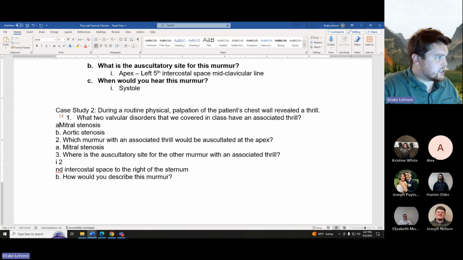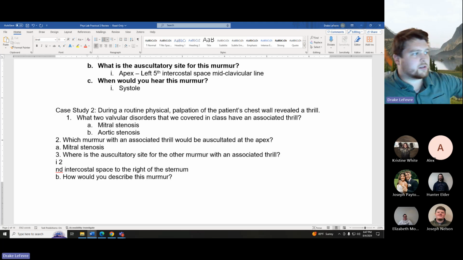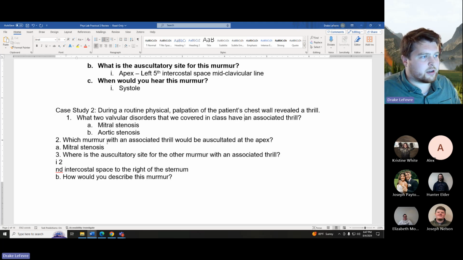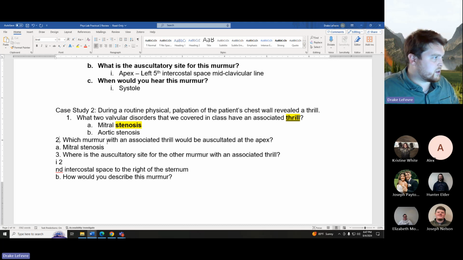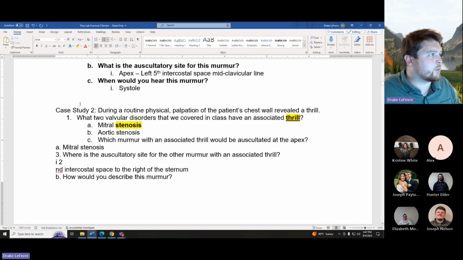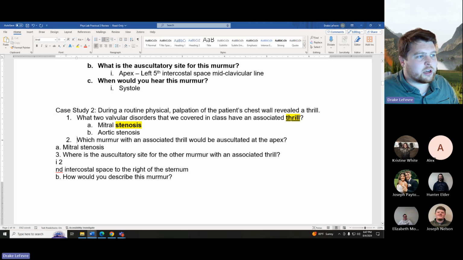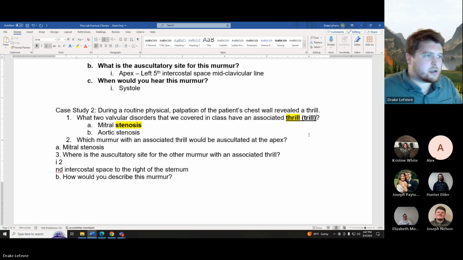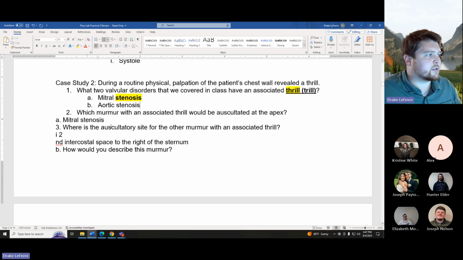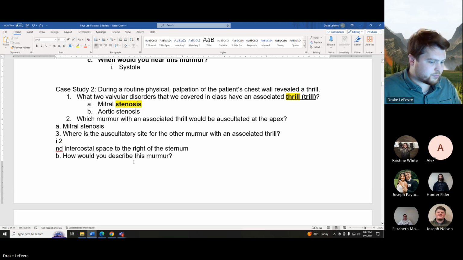And there are two conditions that are going to cause that thrill. They are both stenosis. So here's what we can associate. Word association: thrill is associated with stenosis. As soon as you see the word thrill or trill, you can take off the H. It means the same thing, but that is stenosis right away, is what you think about.